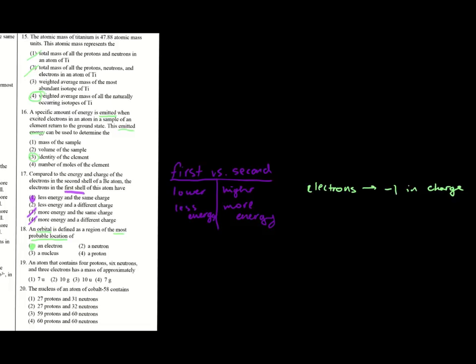Okay. 19. An atom that contains 4 protons, 6 neutrons, and 3 electrons has a mass of what? So an atom that contains 4 protons, let me break that down, there's too many words. I can't English, guys.